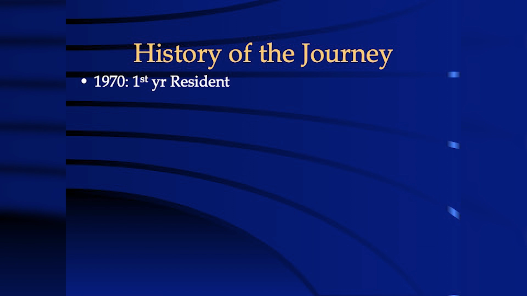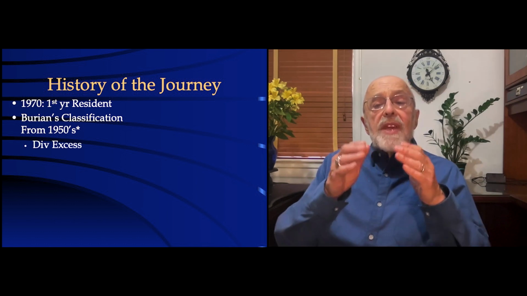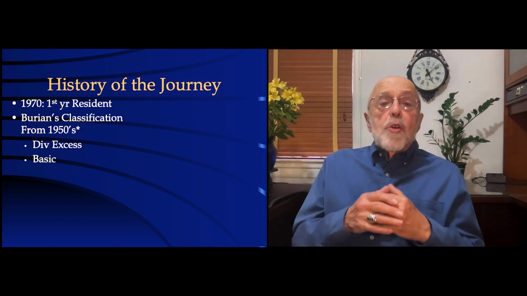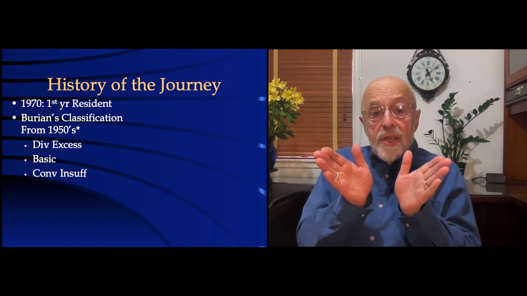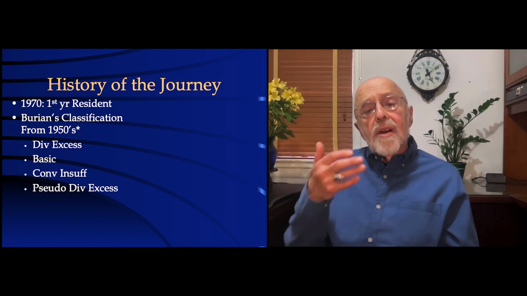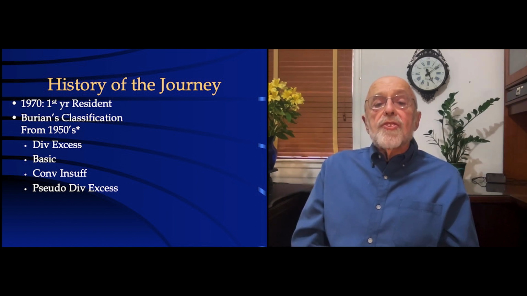Well, in 1970, I was a first-year resident, and I learned Burian's famous classification of intermittent exotropia from the 1950s. He broke them into 4 categories. If the patient has a bigger deviation at distance than near, he calls it a divergence excess. If it's the same at distance and near, he called it a basic, for lack of a better term. If the near is greater than the distance, it's a convergence insufficiency. And he observed that some patients appear to have a divergence excess, but they're just masking a bigger deviation at near. And if you can bring it out, and we'll talk about how to do that, he called that a pseudo divergence excess. Some people say simulated divergence excess.